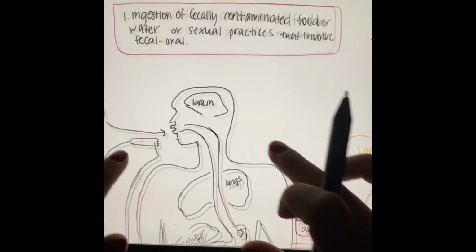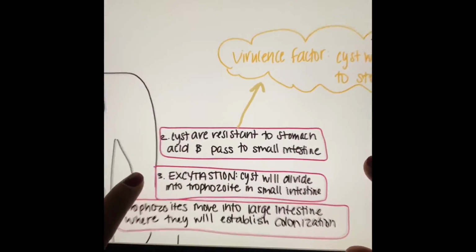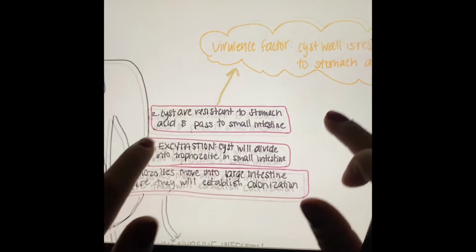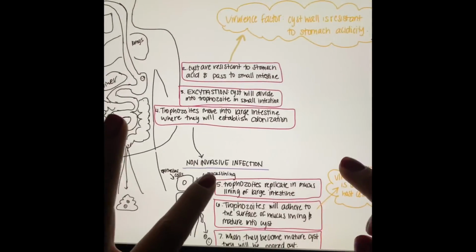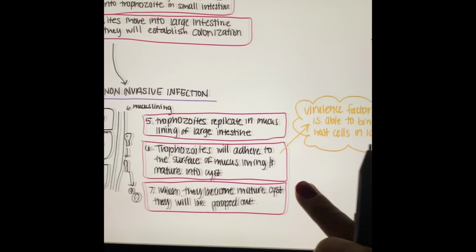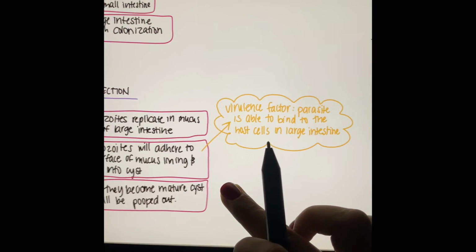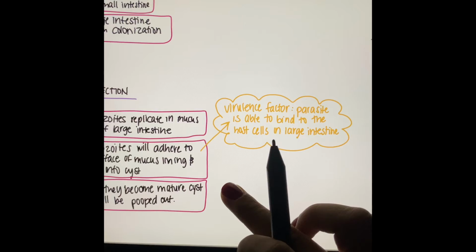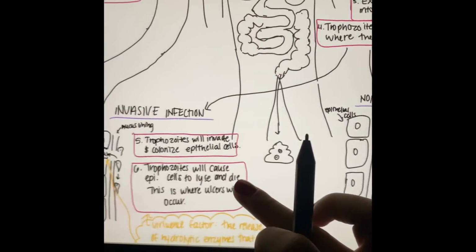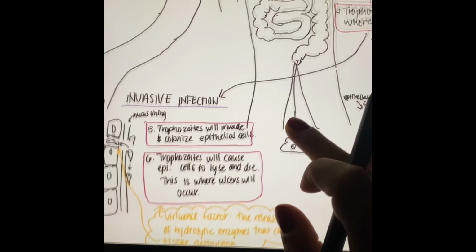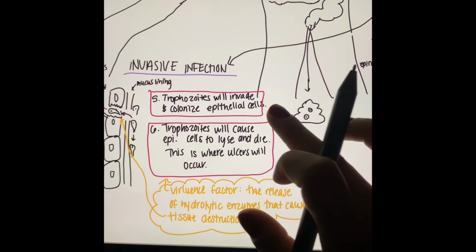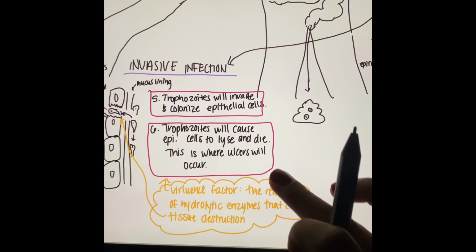Alrighty, here I just wrote down the steps of how this mature cyst goes throughout the body, but I also wanted to cover the virulence factors. One of the virulence factors is that the cyst wall is resistant to acidity of the stomach, which allows it to survive in the stomach. Another one is that it's able to adhere to the mucus lining of the large intestine. It also causes tissue damage due to the hydrolytic enzymes that it releases.